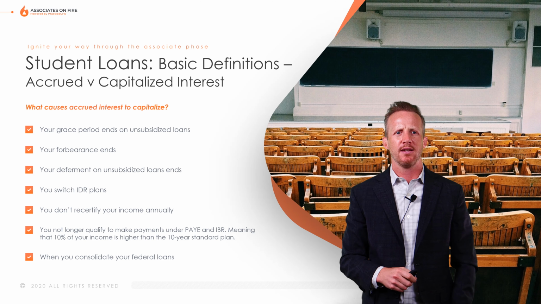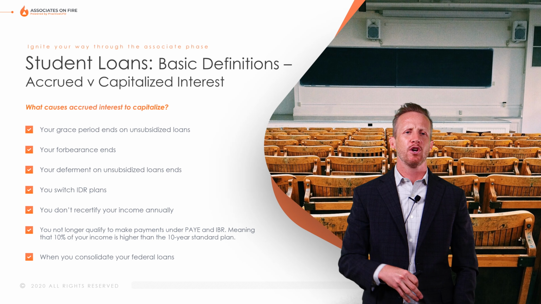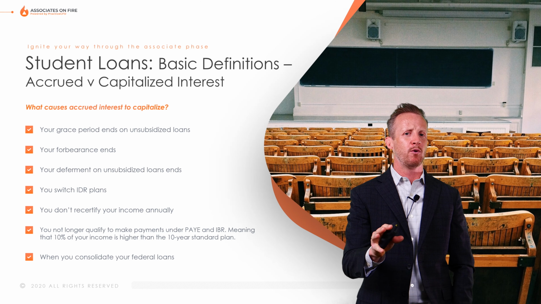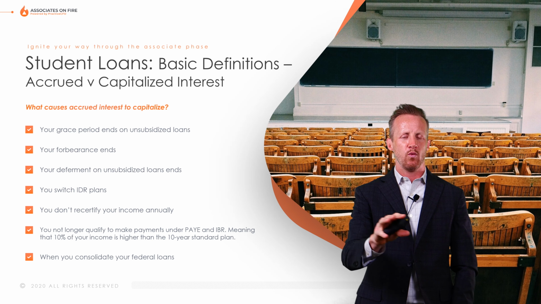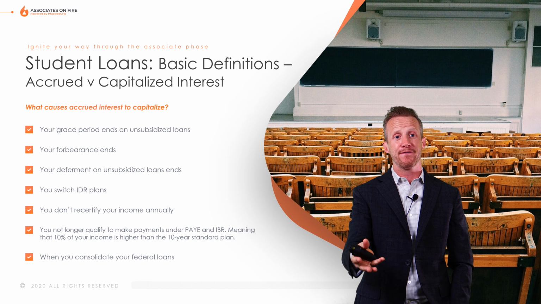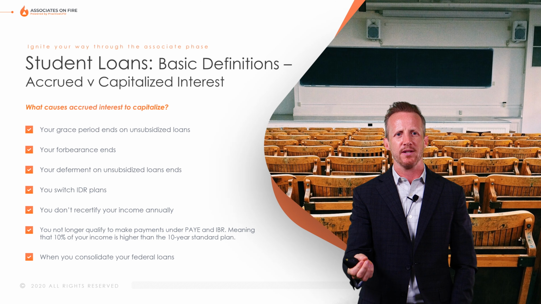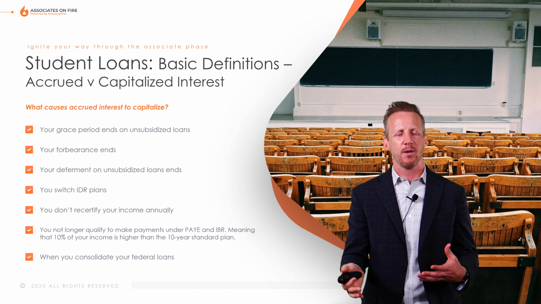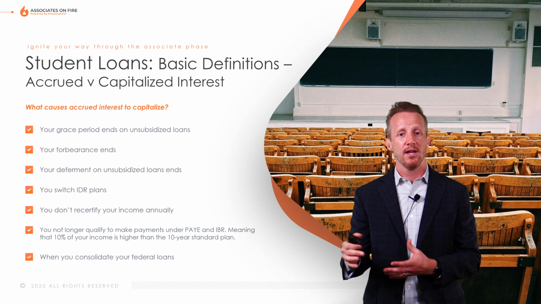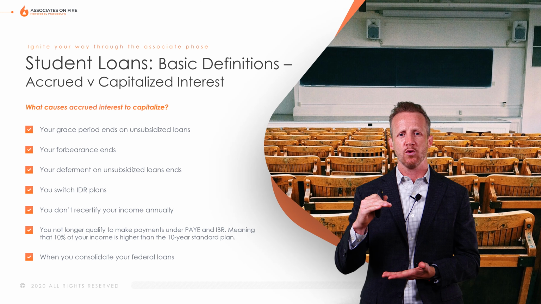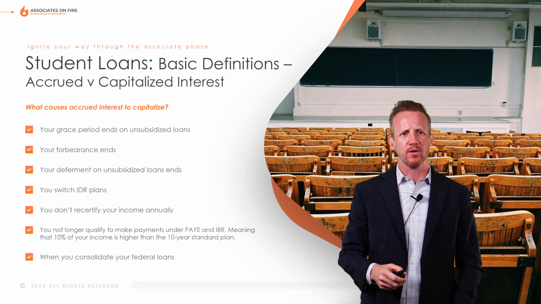Number three is your deferment on unsubsidized loans ends. So if you go into deferment, we're going to talk more in a separate module about the difference between forbearance and deferment, the whats, whys, and whens. But if you're on a deferment, which is a little bit softer than forbearance, and you have unsubsidized loans, which you will, as you come out of deferment, that interest that accrued while you were on deferment now capitalizes, and you'll pay interest on that interest.